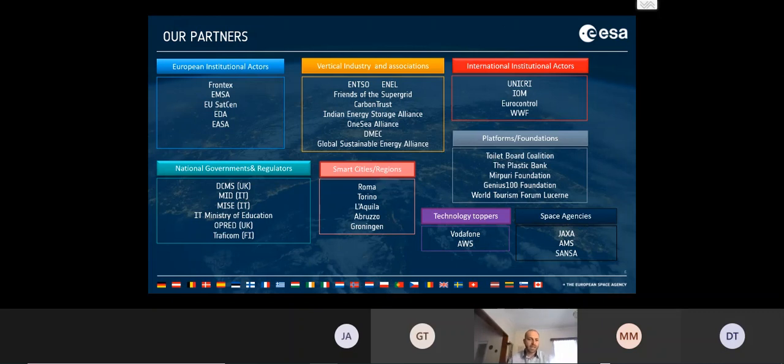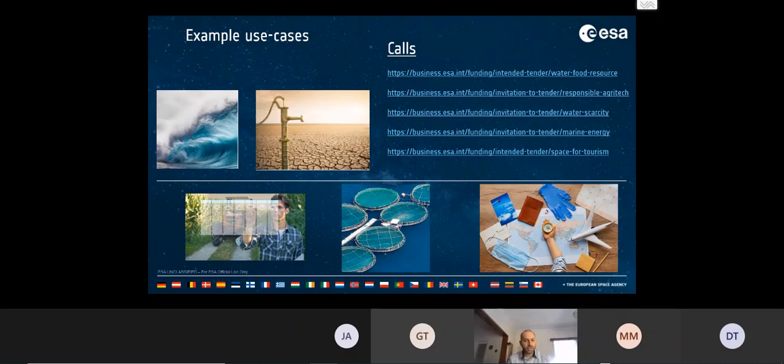On the following slides, I'm going to talk to you about the actual use cases and real examples of space assets contributing to the downstream application sector. On this specific slide, I'm presenting some thematic calls that we have raised in the downstream application sector.